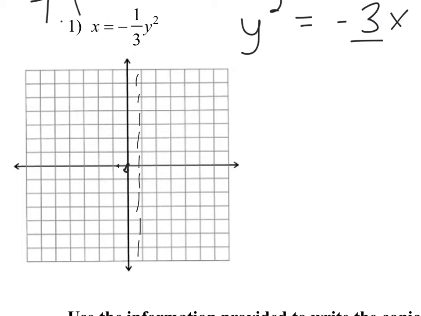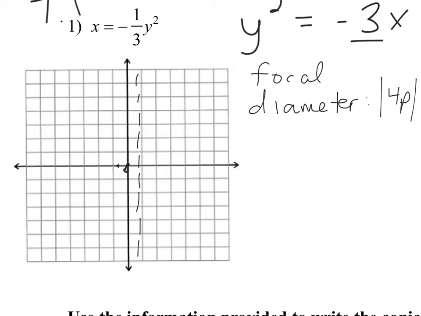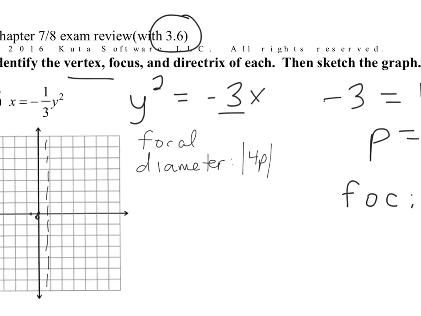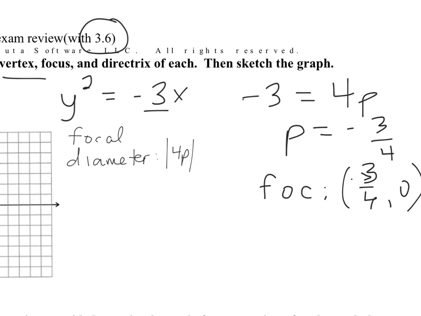So the parabola is going to look something like this, but what we need is the exact width of the parabola. That was done by using the focal diameter, which is equal to the absolute value of 4p. We saw up here that 4p was equal to -3. So the focal diameter is the absolute value of -3, which equals 3.